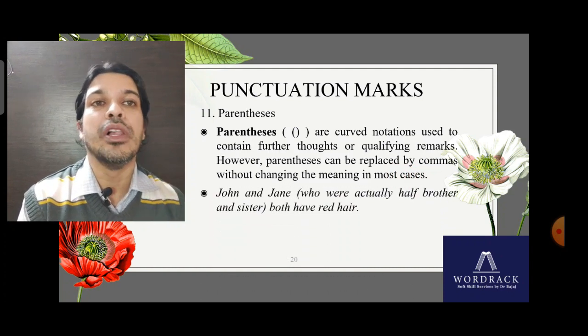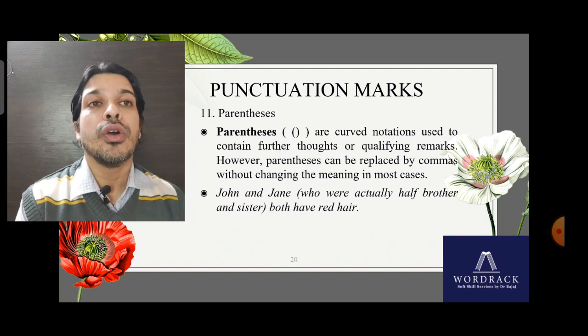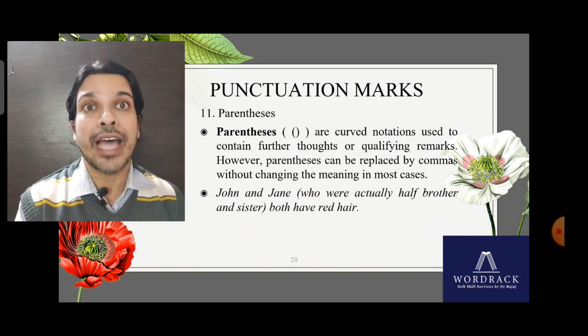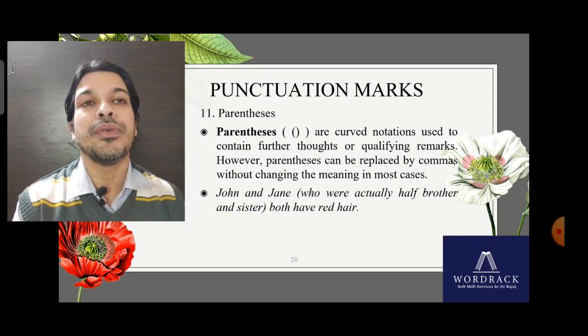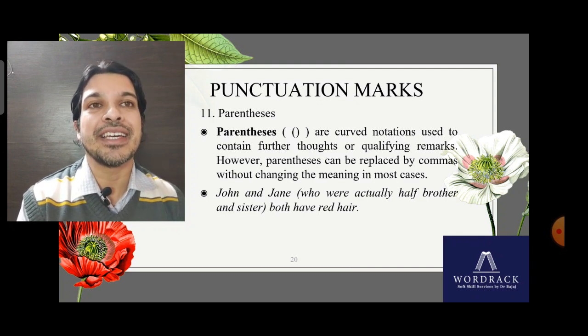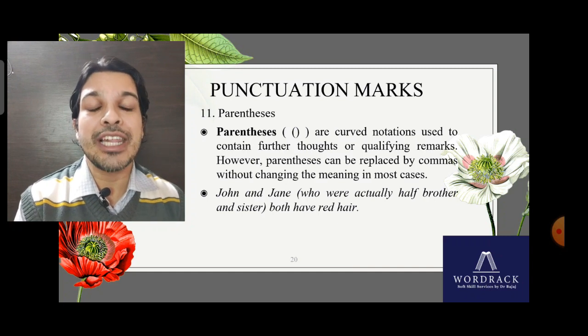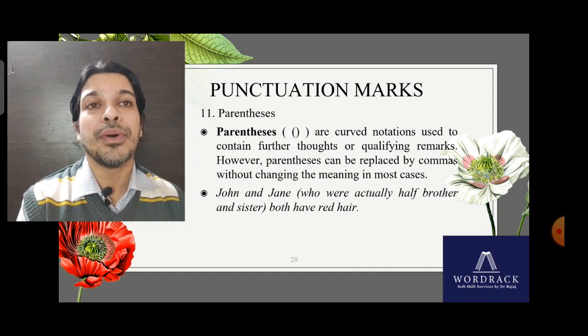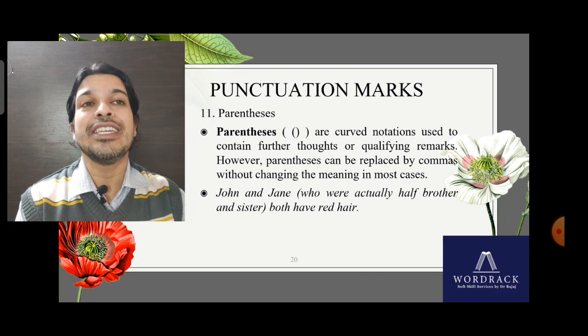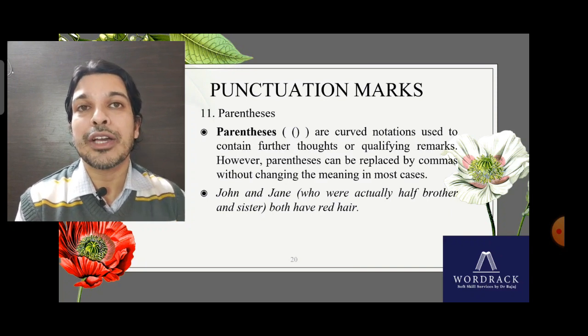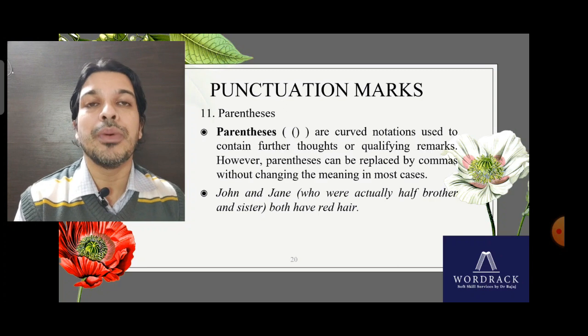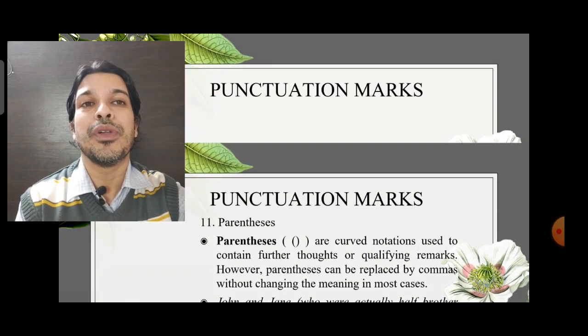So here's the example. John and Jane, who are actually half brother and sister, has been put in parentheses. Both have red hair. Now what do we want to show with this parenthesis here? We have given additional information in parentheses. So what is the additional information? Who are actually half brother and sister. So if we remove this additional information and if we put a comma here, sentence structure will not be affected and the sense will be clear.